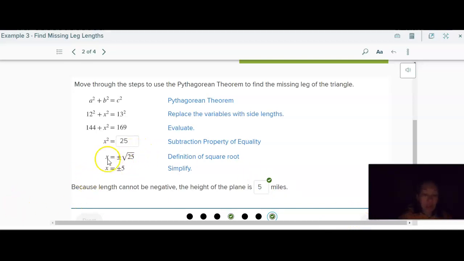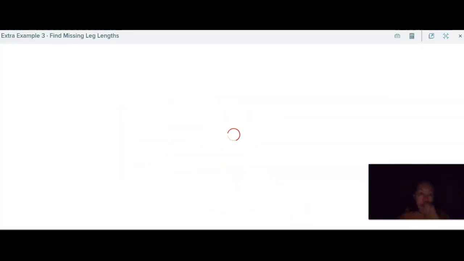So remember, when you square root both sides of an equation, you have two answers, positive and negative 5. But since we're talking about lengths of sides of triangles, we are never really going to have to worry about the negative value. Excuse me.